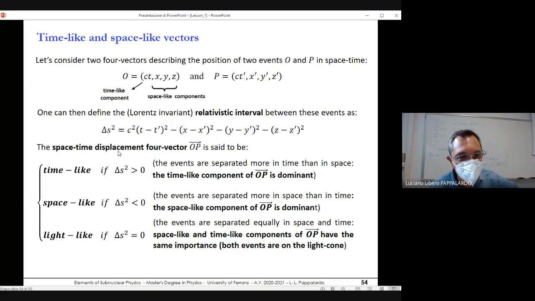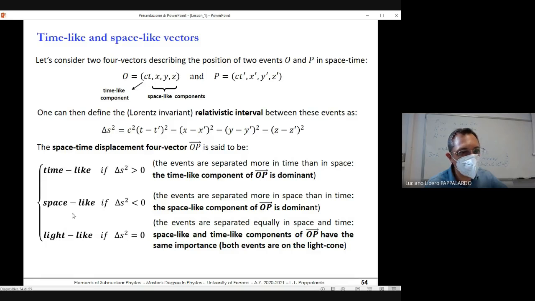So the space-time displacement vector that joins the O and P events is said to be time-like if the relativistic interval is positive. And this can only be possible if the events are separated more in time than in space. So this object here can be only possible if this first term is greater than the sum of the others, obviously, okay? So the time-like component is dominant in this case.